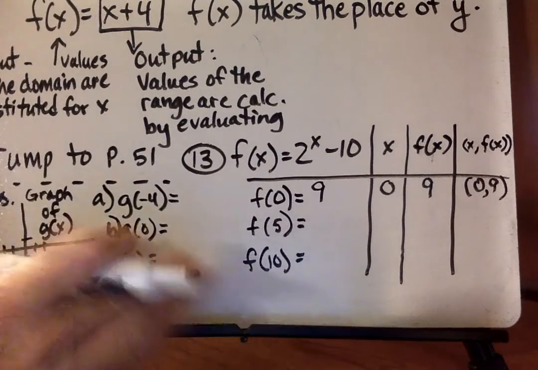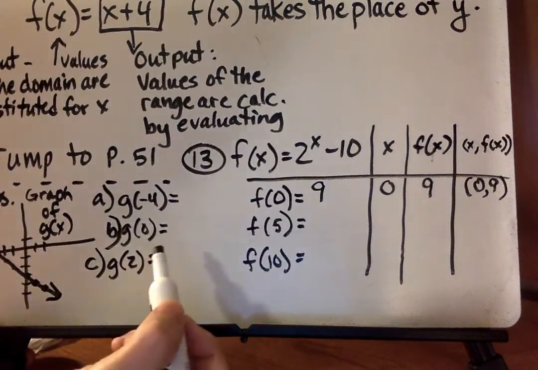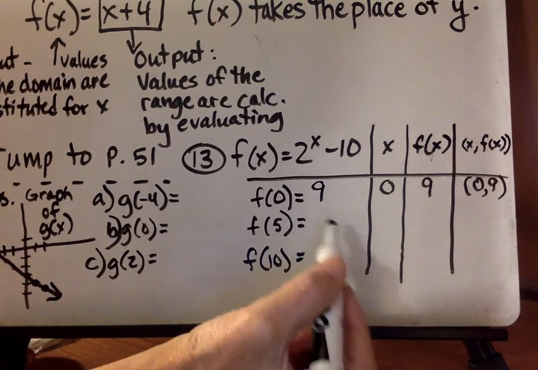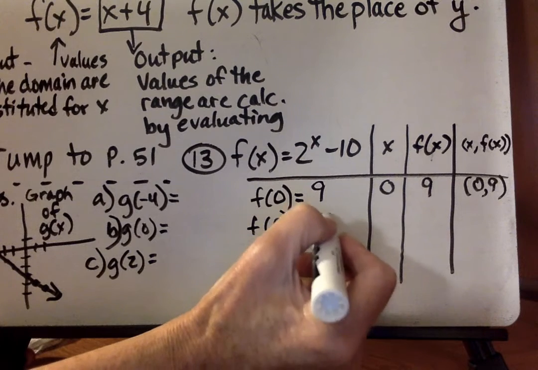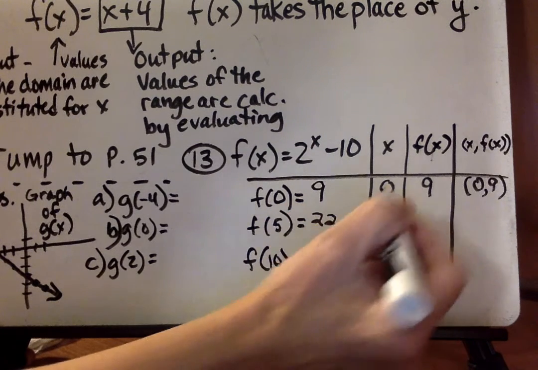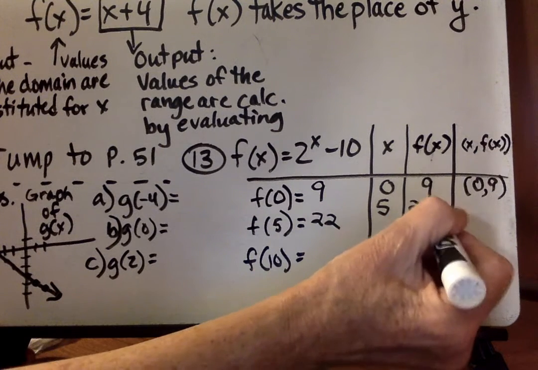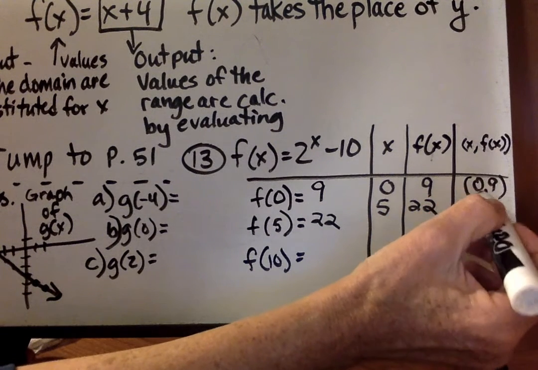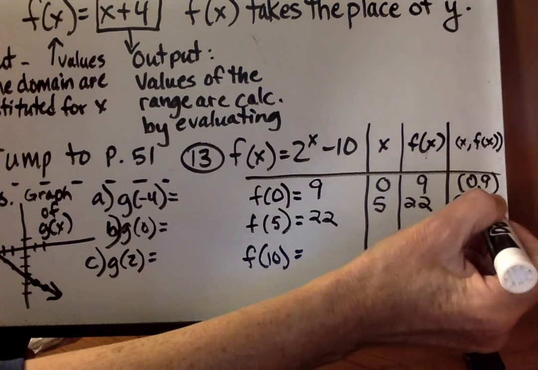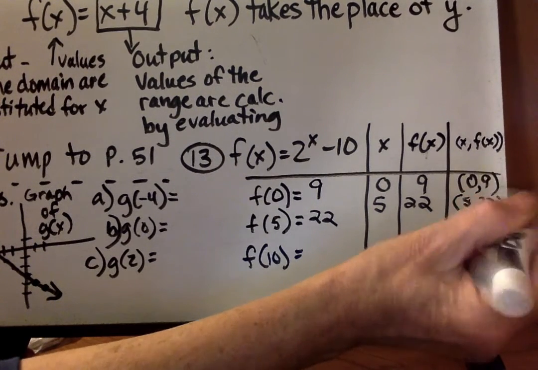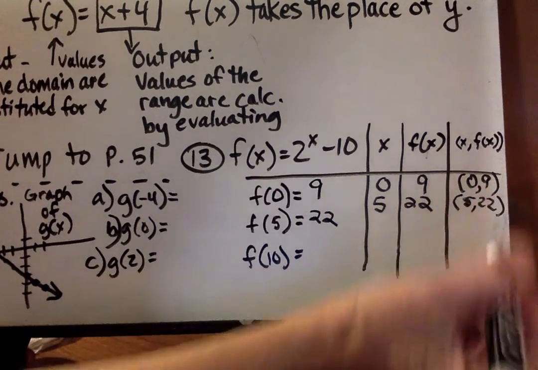Next. f of 5, 2 to the 5th is what? I had it memorized. I don't know if you do. It's 32 minus 10 is 22. So our x value is 5. f of x is 22. And x and f of x are 5, 22. So 5, 22.